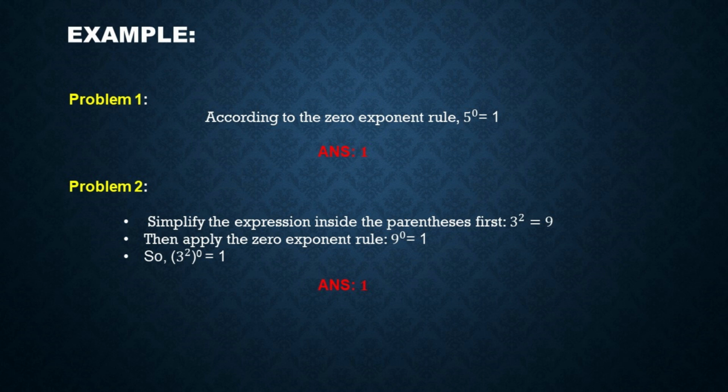In problem 2, first, we need to simplify the expression inside the parentheses. 3 squared is equal to 9. Lastly, apply the zero exponent rule. 9 raised to 0 is equal to 1. Therefore, 3 squared quantity raised to 0 is equal to 1.